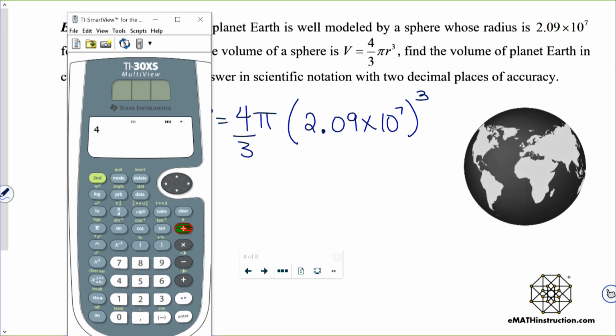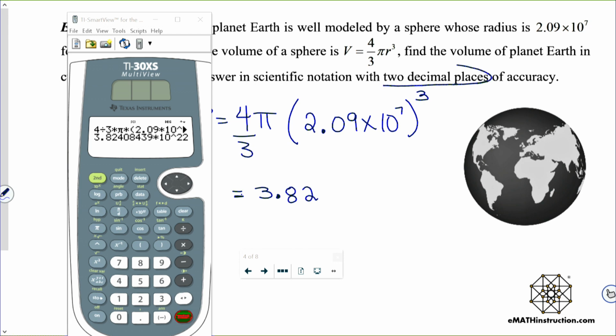All right, we got 4 divided by 3 times pi times parentheses 2.09 times 10 to the 7th, all raised to the 3rd. Whoops, that didn't quite happen. Let's try that again. I didn't quite get the caret button there. All raised to the 3rd. And what do I get? Wow. I get 3.82. I just want 2 decimal places of accuracy. 3.82 times 10 to the 22nd cubic feet. Wow.